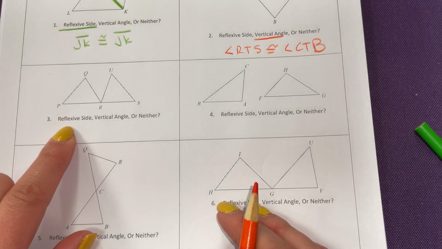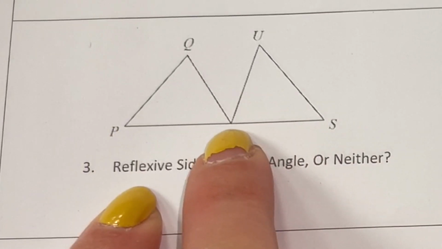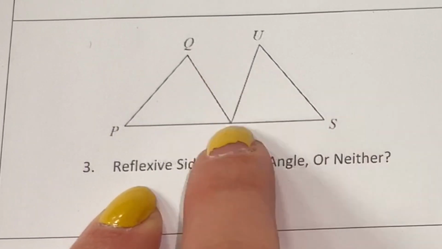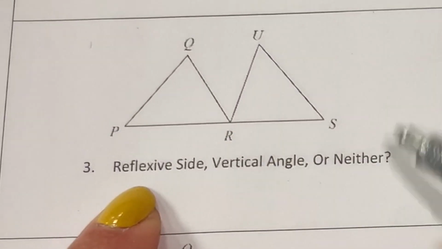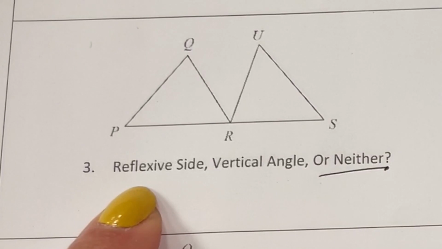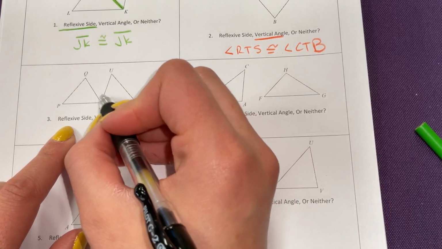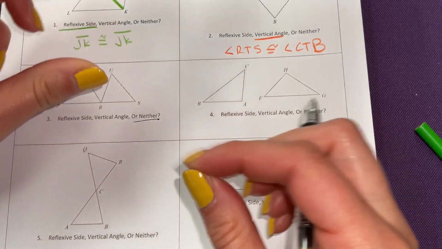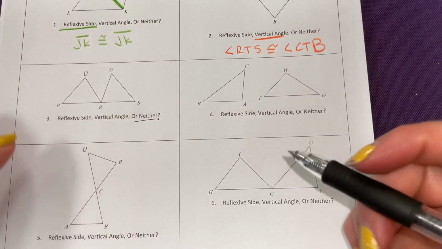Number 3, we have these two triangles. They are connected right here, but this is not looking like a bow tie. So this is going to be a neither situation. This is definitely not a vertical angle. These angles, we don't know if they are congruent to each other. They are not opposite of each other. They are not formed by two lines crossing paths like this.